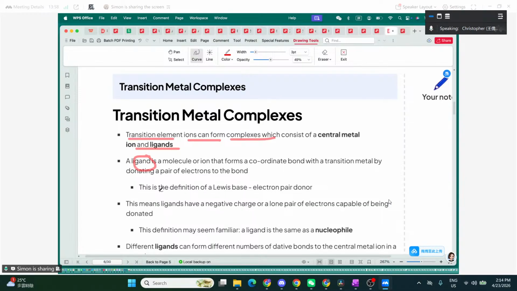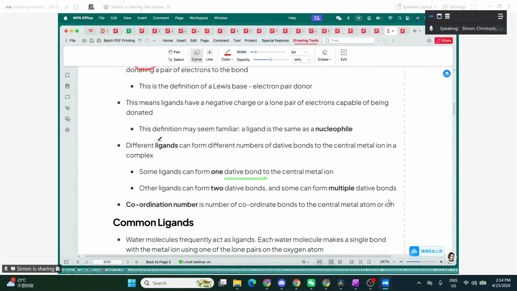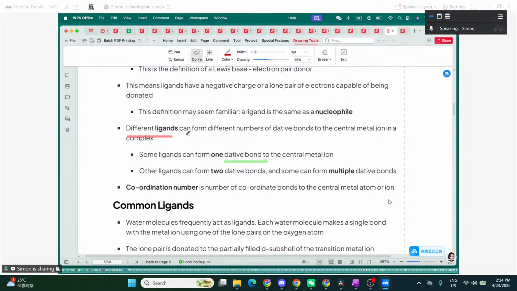Okay, so this has a little bit of similarity with the ligand, right? We know the ligand is capable of being donated, and it is an electron pair donor. And different ligands can form different numbers of dative bonds to the central metal ion.